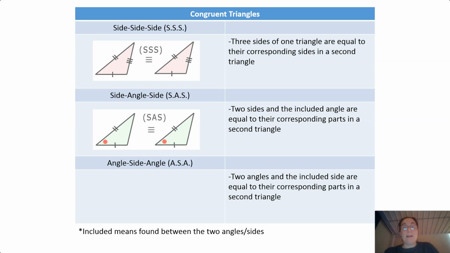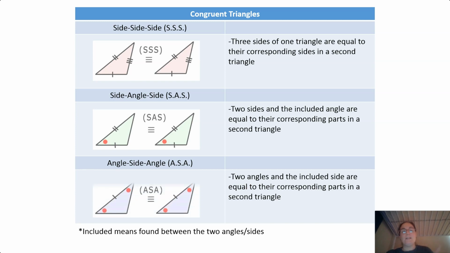And then angle side angle is the flip of that, where it's the two angles and their included side. So you can see that side is connected. It's like the adjacent side to both of those angles. So it would be like these two angles, and they have that common side on the bottom.